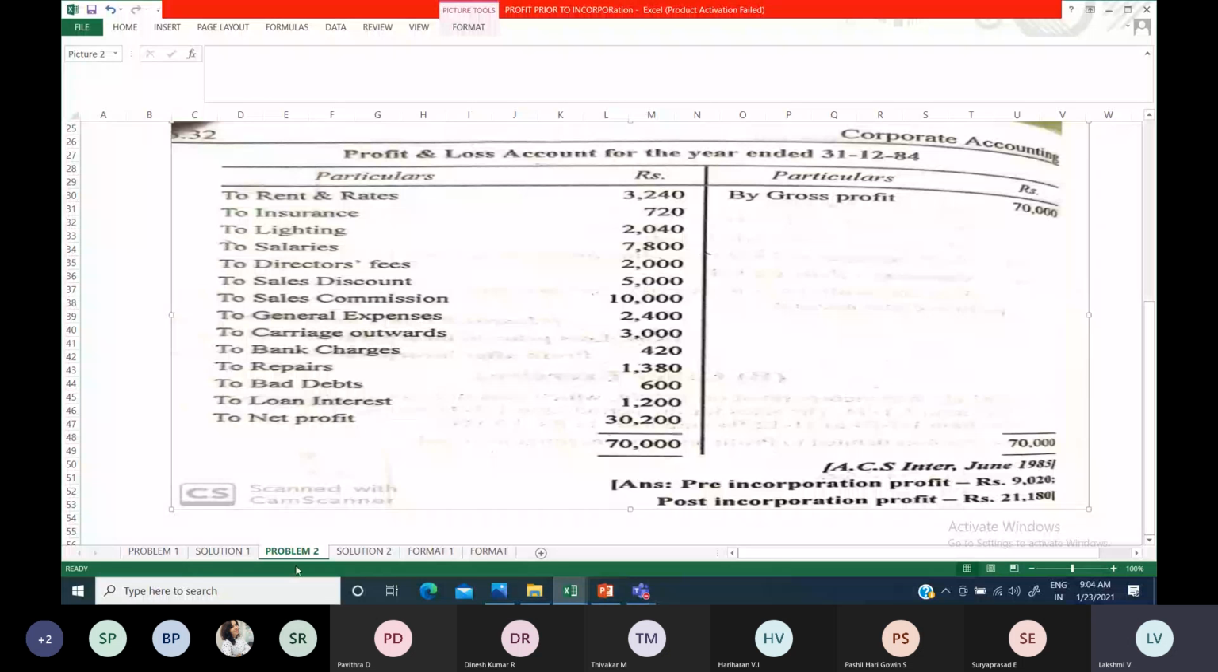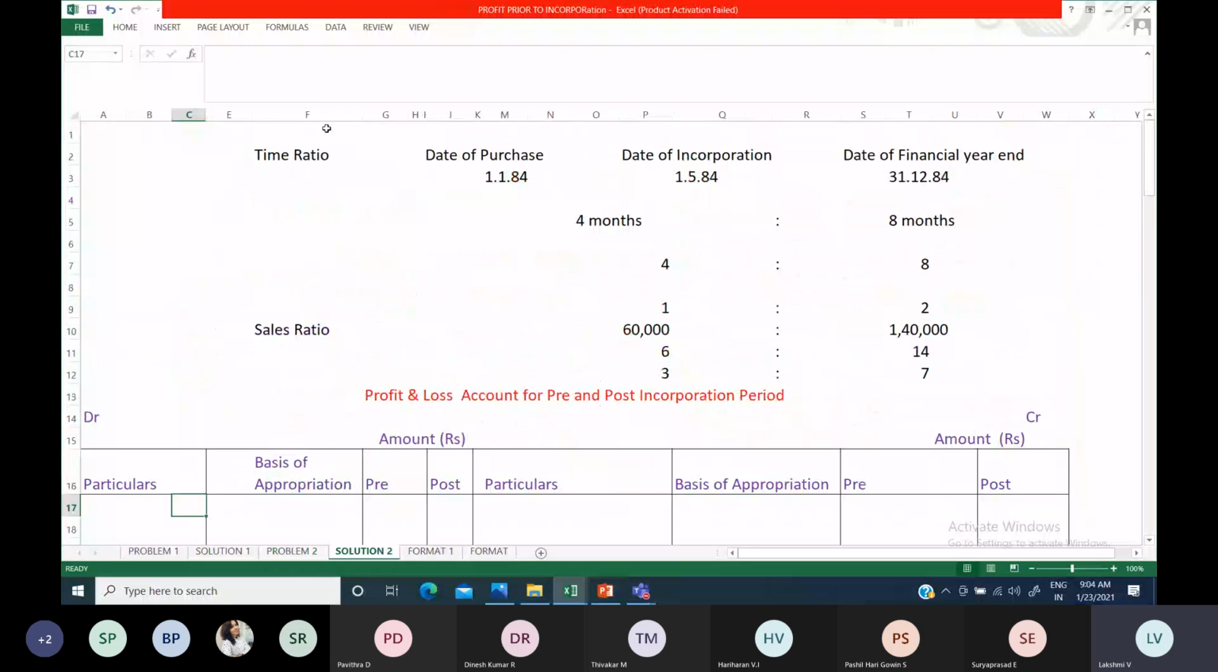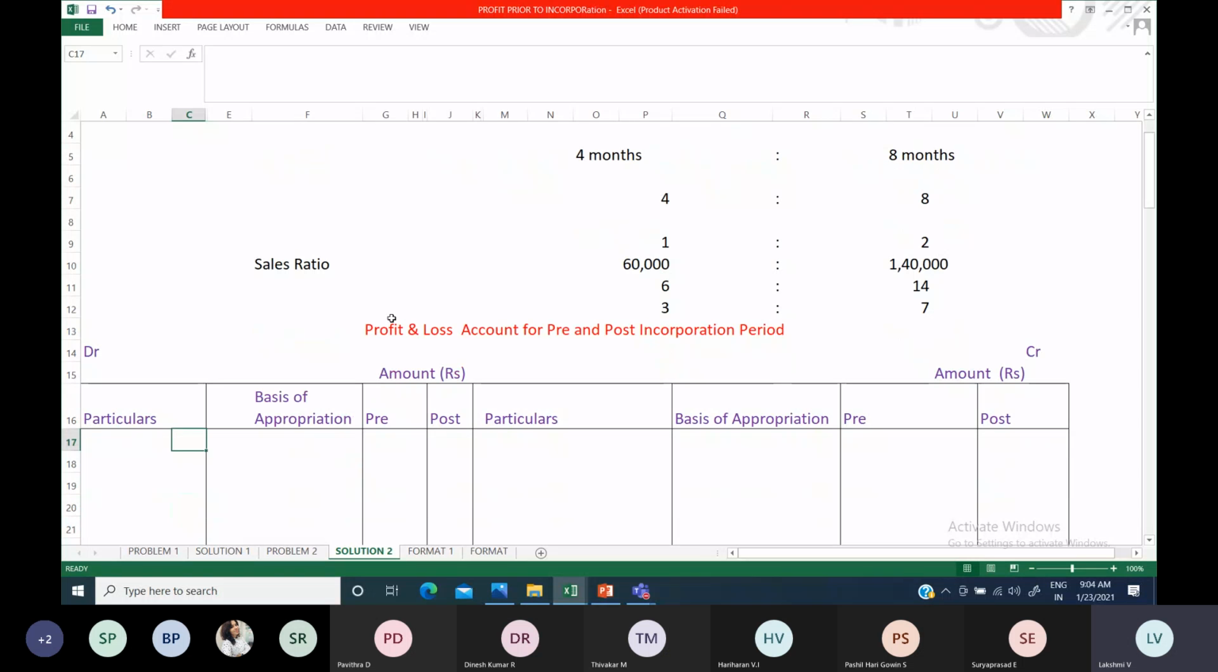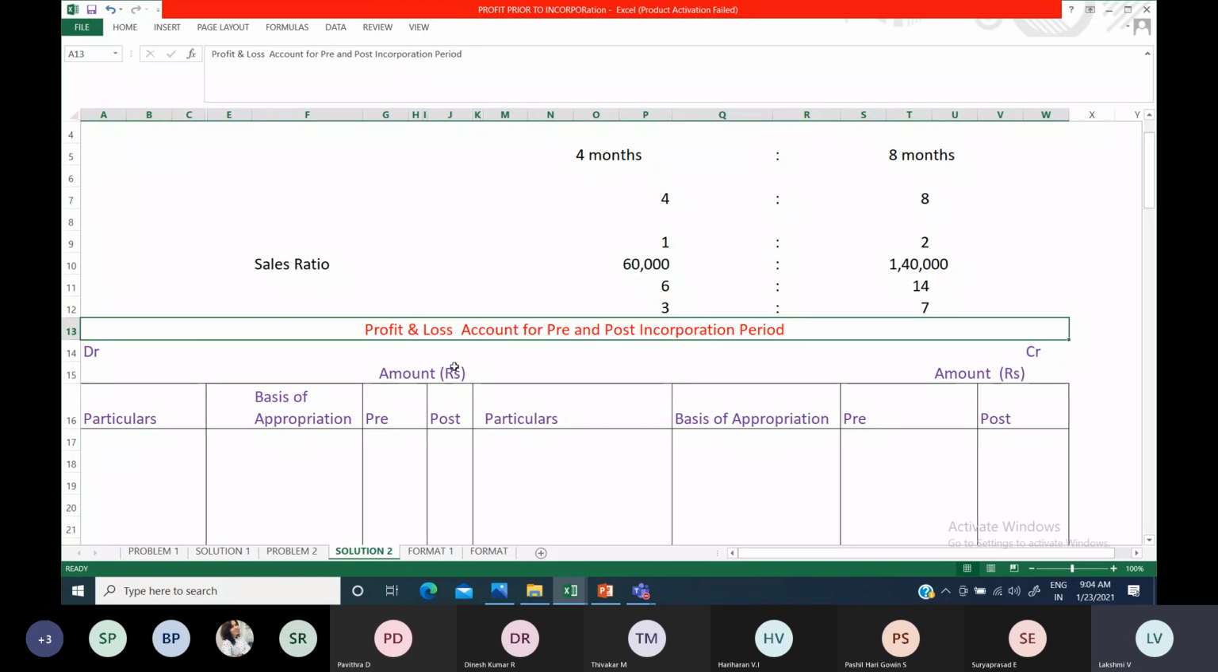We are going to find out the profit before and after the date of incorporation. So you have to first calculate the time ratio and sales ratio, which we calculated in the last session. So, moving on to the profit and loss account for the pre and post incorporation period.